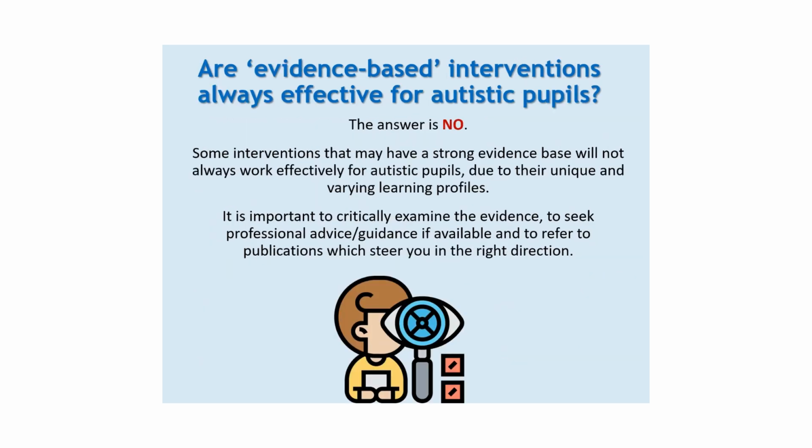Are evidence-based interventions always effective for autistic pupils? The answer is no. Some interventions that may have a strong evidence base will not always work effectively for autistic pupils due to their unique and varying learning profiles. It is important to critically examine the evidence, to seek professional advice and guidance if available, and to refer to publications which steer you in the right direction.